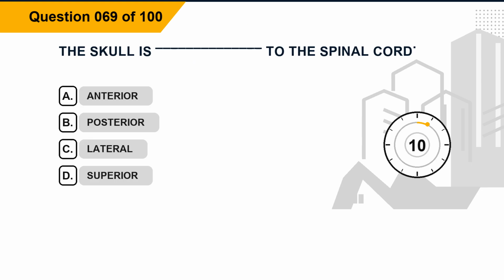Question 69. The skull is blank to the spinal cord. Option A. Anterior. Option B. Posterior. Option C. Lateral. Option D. Superior. The correct answer is option D.